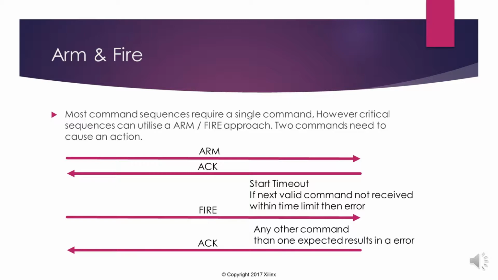So this is where you use an arm and fire command. Essentially you issue two commands, one that says get ready and one that says go. And if there's a timeout between the two, if after you've issued the get ready you don't see the go command or the fire command, then you time out, or if you see a different command then you just abort the sequence and go back to where you were. This prevents inadvertent operation of really highly critical applications. It provides a second path essentially.